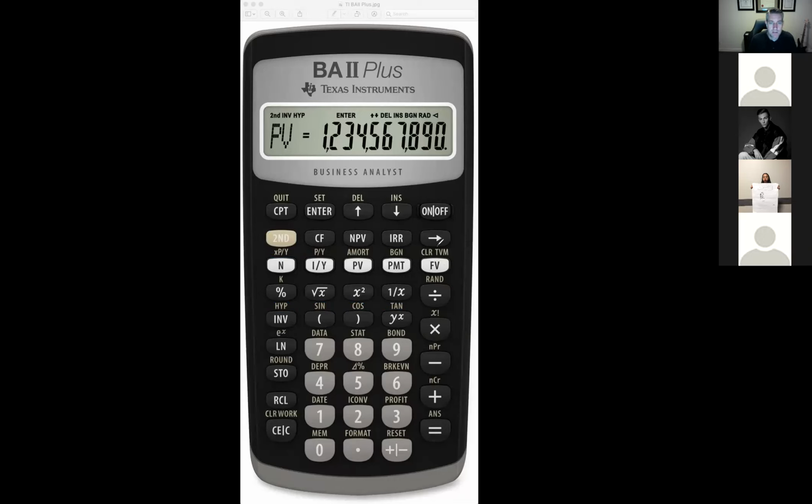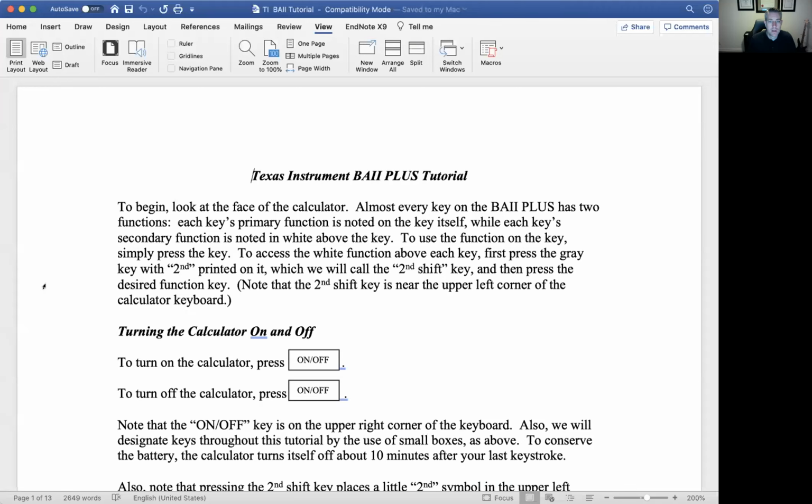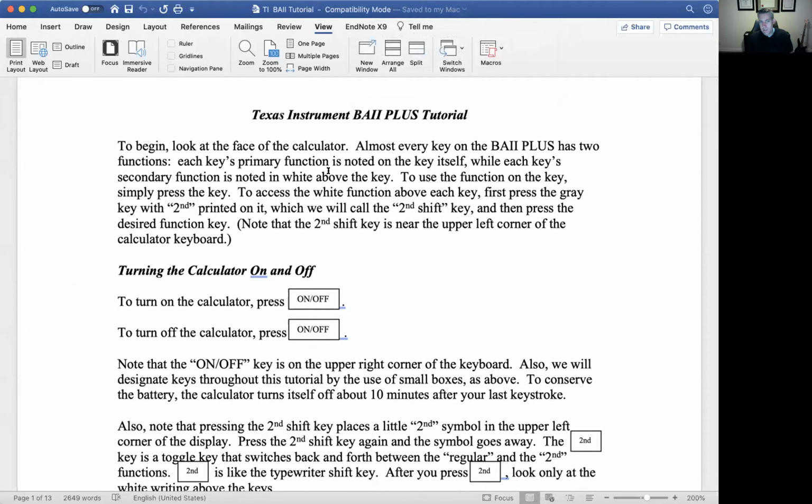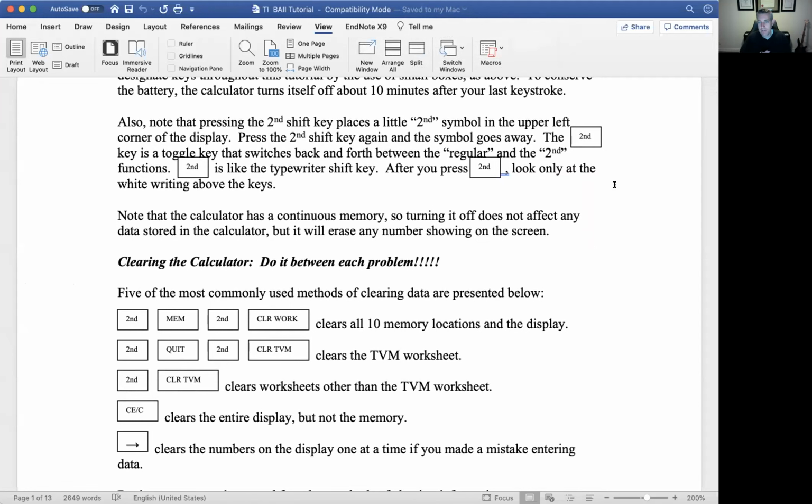Okay, so as we go through this, I have posted online this document that I'm going to show you right now. Okay, so hopefully all of you can see this. This is the Texas Instrument BA2 Plus tutorial. So if you go onto Canvas under modules, this is available, and it's a great reference. We're going to go through some of this today. We're not going to go through all of it, but just to give you a feel for what we're doing. So we've talked about turning on and off the calculator. We've talked about the second key.